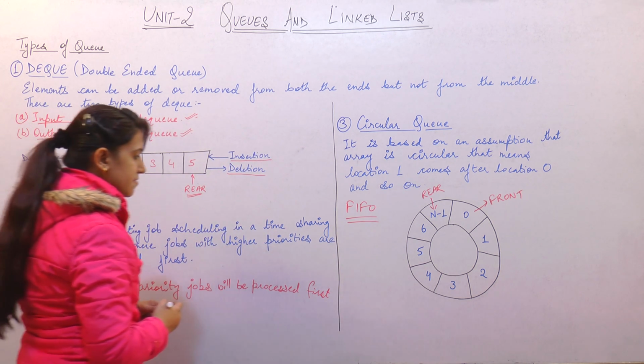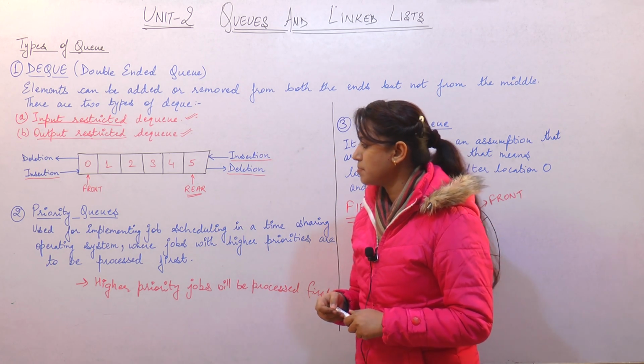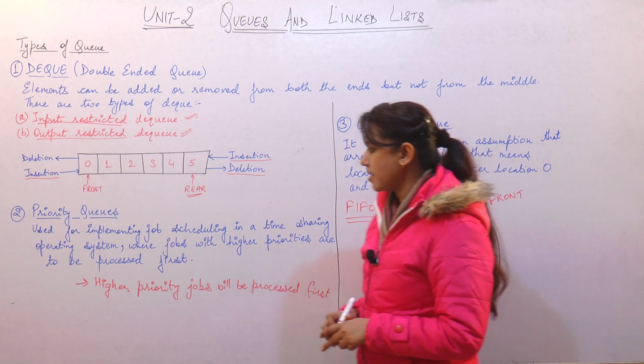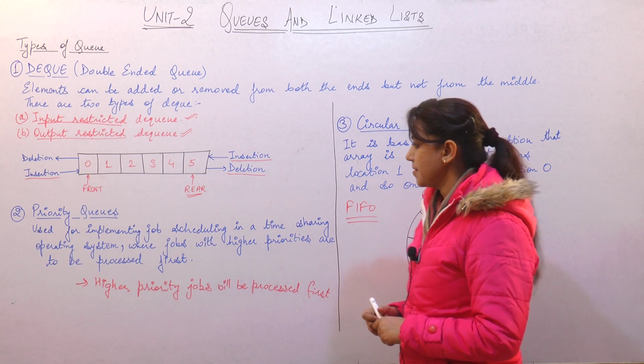And in the second case, when we have two or more jobs with the same priority, then the jobs will be processed in the sequence in which they entered the queue. That means the first job will be processed first, then the second.